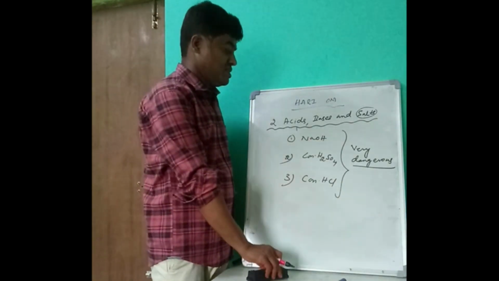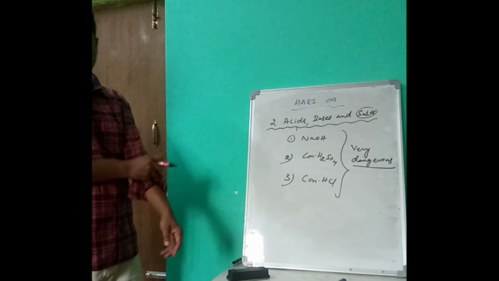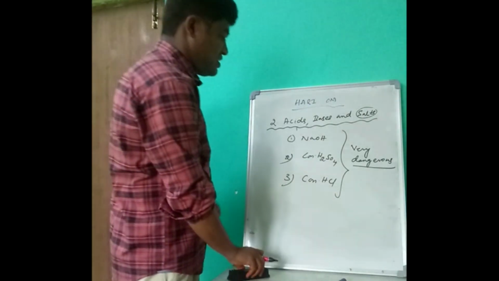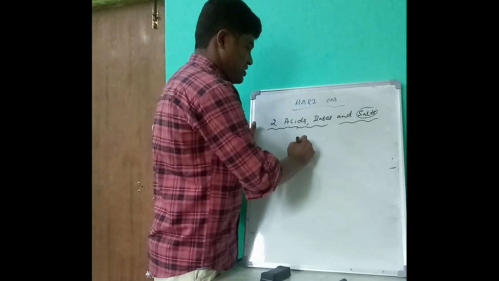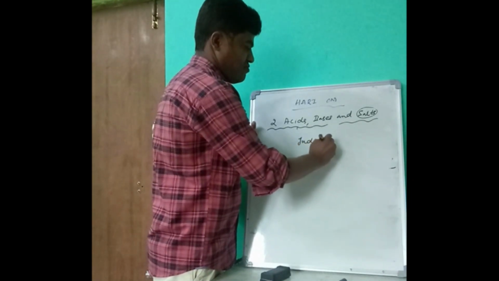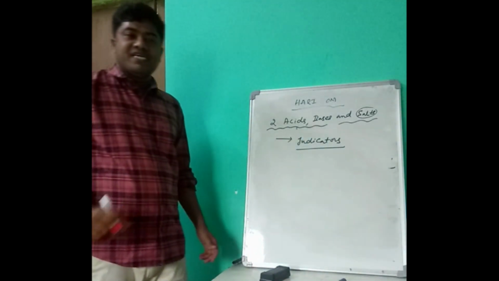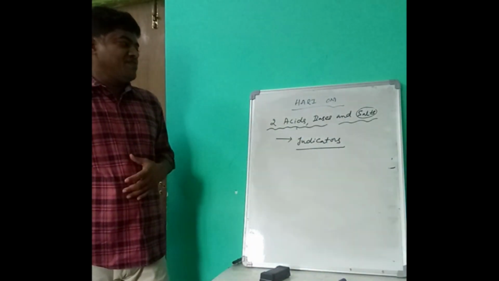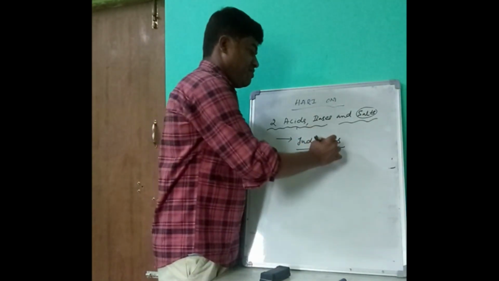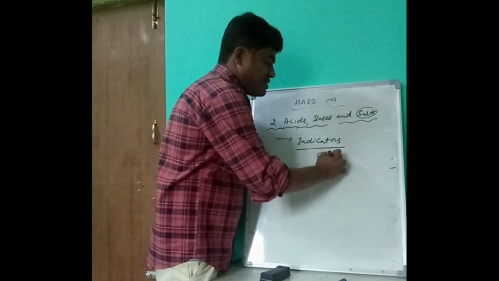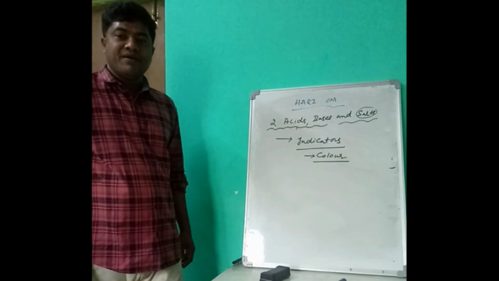To know whether a particular chemical substance or compound is acidic or basic, we have indicators. What is an indicator? An indicator tells us whether a particular substance is an acid or a base by the change in color. By some color change, you can come to know whether it is an acid or base.